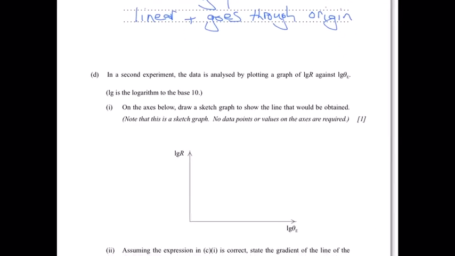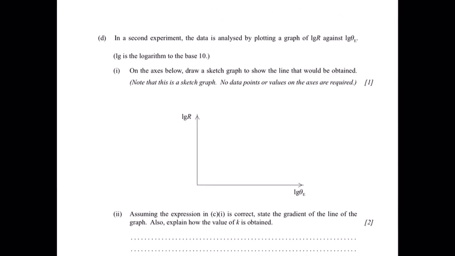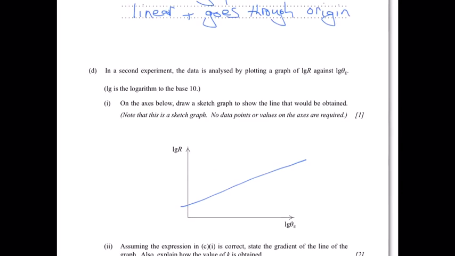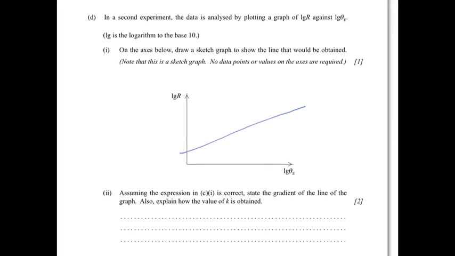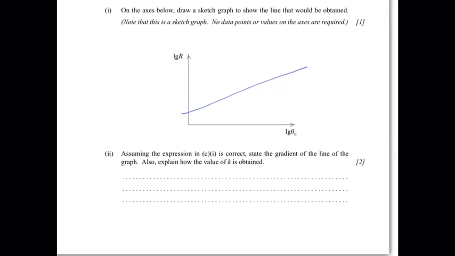Part D then asks us to sketch a log-log graph of R against E for a different experiment. Now, whenever we plot a logarithmic graph, we're going to end up with a straight line, and in this case it's going to have a positive intercept as well. The reasoning behind that is asked in the second part of the question. It says, assuming the expression in C part 1 is correct, state the gradient of the line of the graph. Also explain how the value of k is obtained.